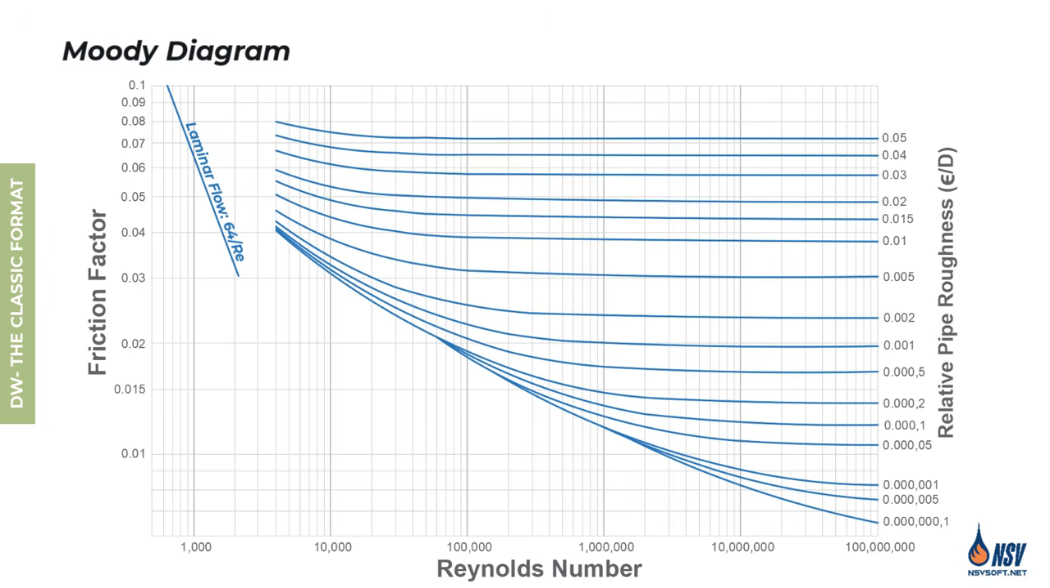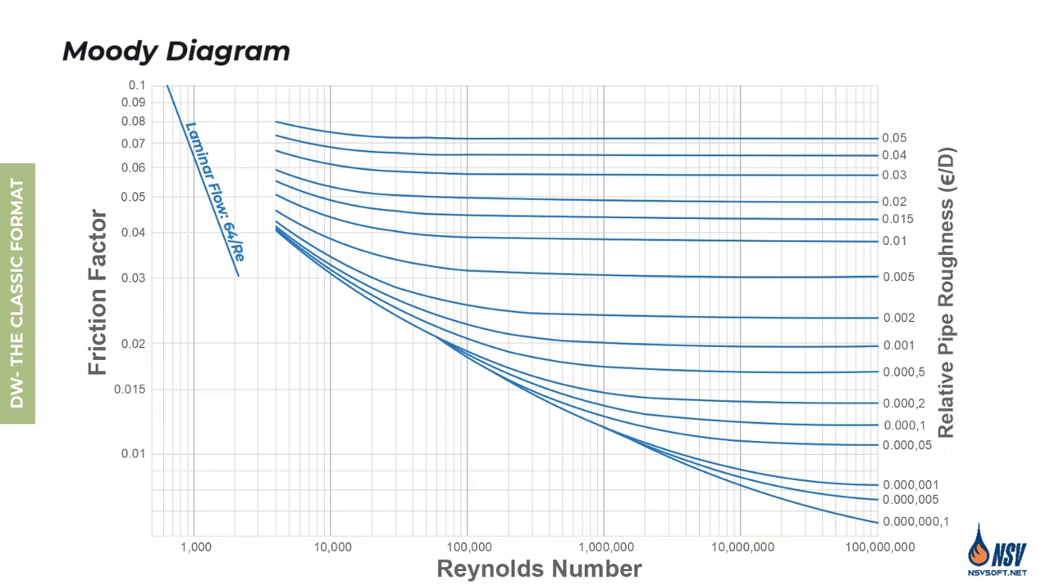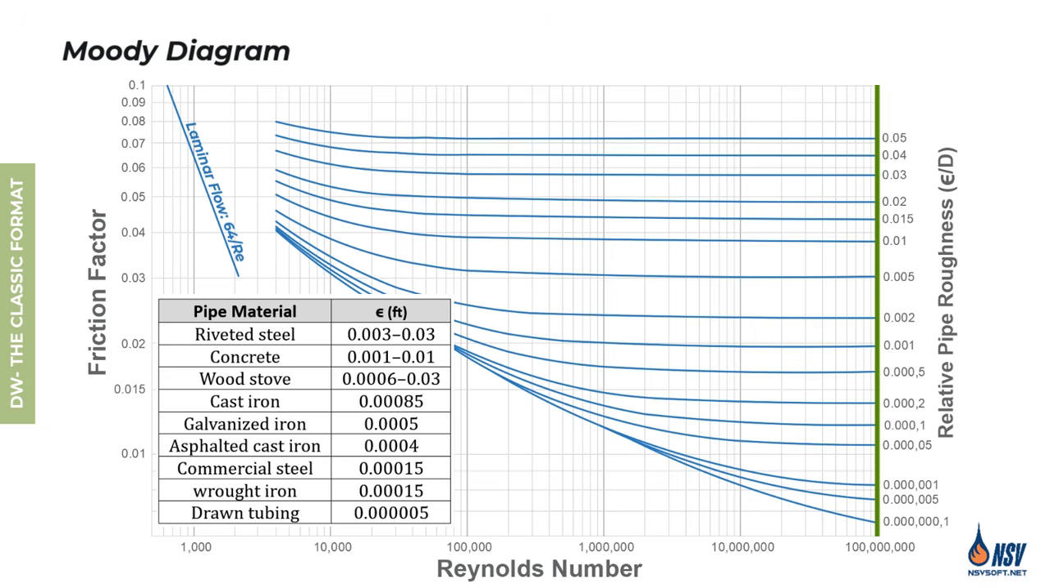In this diagram, there are three axes. On the bottom horizontal axis, we have the Reynolds number. This represents our flow condition. It starts with slower flow on the left and moves into highly chaotic, turbulent flow on the right. On the right vertical axis, we have the relative roughness, shown as epsilon over the inside diameter of the pipe. Epsilon tells us how bumpy the inside of the pipe is, and its value can be found in standard engineering tables. Lower numbers mean a smooth pipe, while higher numbers mean a rough pipe.